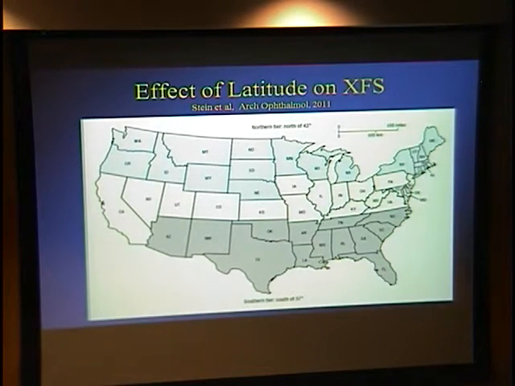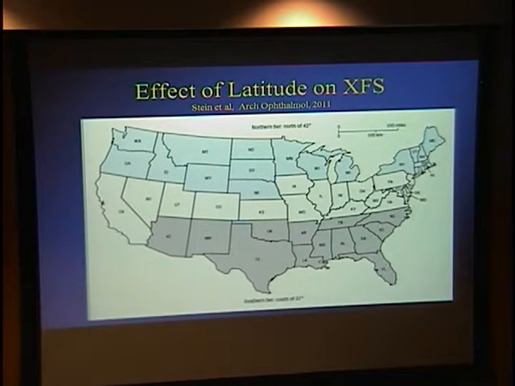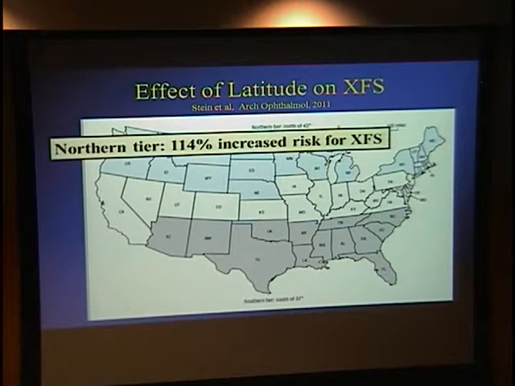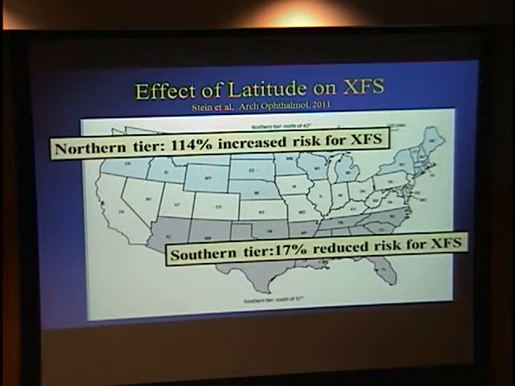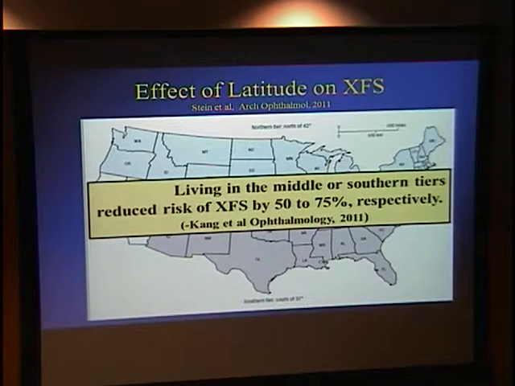One of our past fellows, Josh Stein, who is now at the University of Michigan, is doing some really cool work looking at the Medicare database. Ken Smith is here, one of the big databases, to look at data around the country, was the first to really note that there appeared to be an effect of risk based on latitude. And he found in his population, looking at ICD-9 codes and what have you, that the northern tier had about 114% increased risk of exfoliation, and the southern tier about a 17% decreased risk. In a separate paper by Kang and associates with Lou Pasquale, found that if you are in the middle or southern tiers of the United States, your risk of exfoliation syndrome was about 50 to 75% of the average.